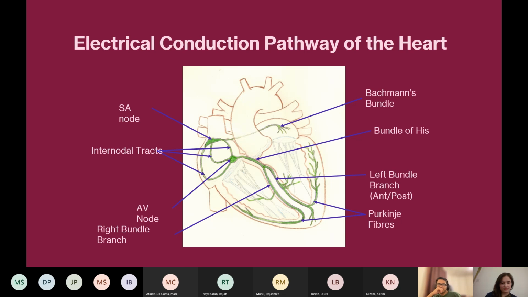After the bundle of His, the bundle of His divides into... I think someone just said it. The bundle branches. No, before the Purkinje fibers, bundle branches. So you have left and right, and your left bundle branch has an anterior fascicle and a posterior fascicle, and then you have your Purkinje fibers.